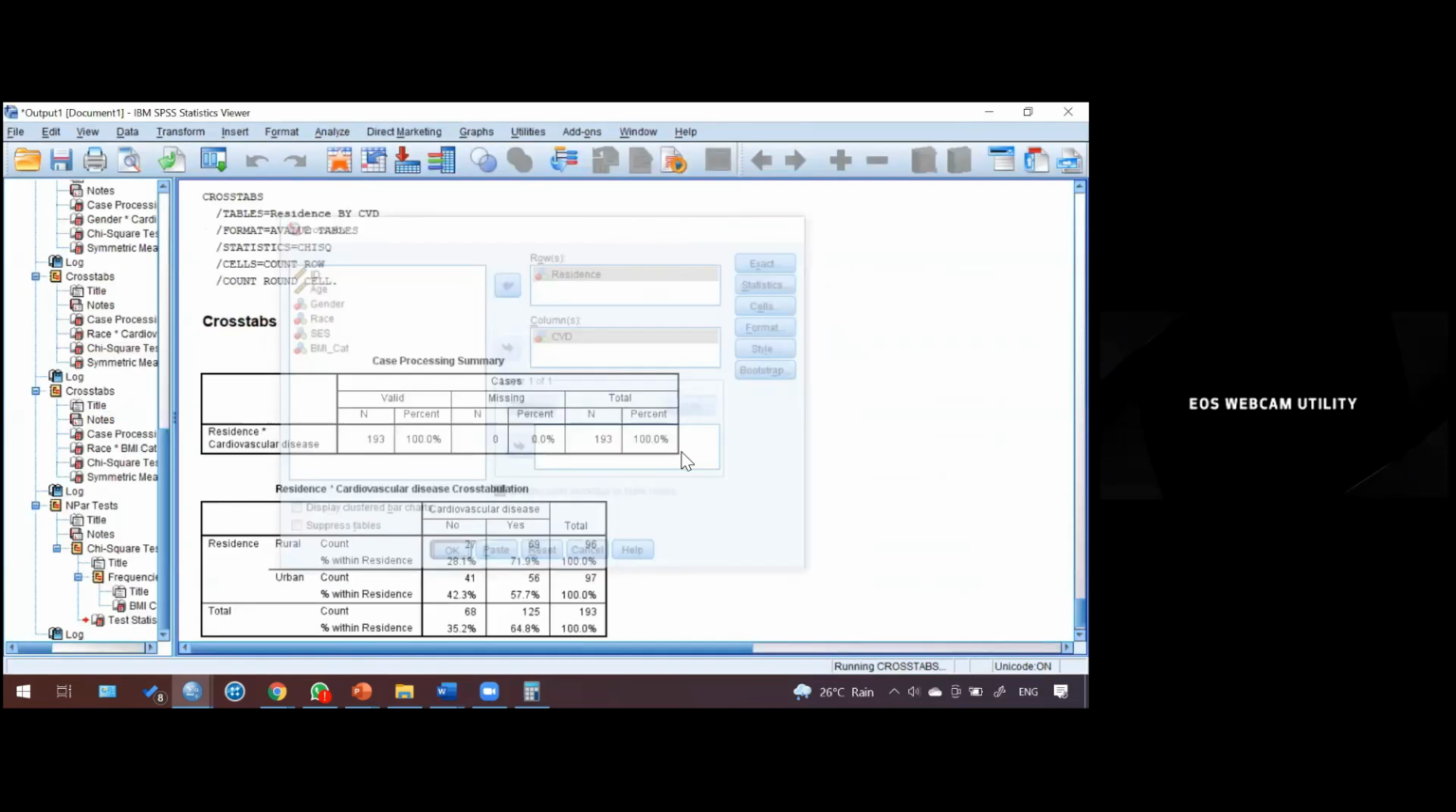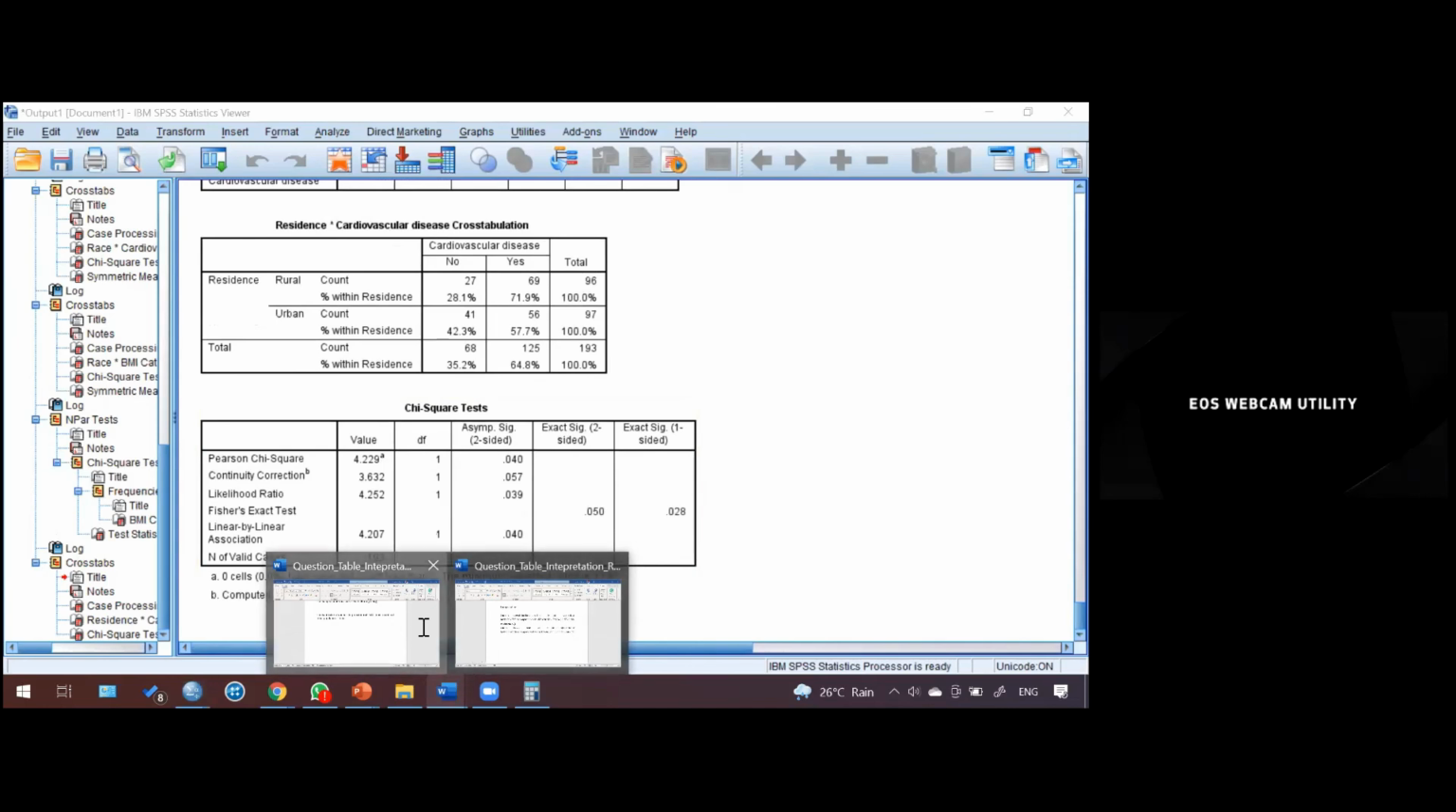So you can see here that cardiovascular disease in the rural area was 71.9%. In the urban area, it was 57.7%. And then you can see the value of chi-square is 4.22 with 1 degree of freedom, and this is significant, p is 0.04. So this is the way we interpret it.